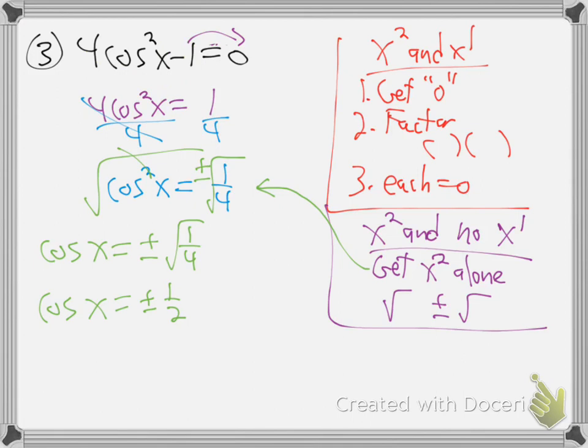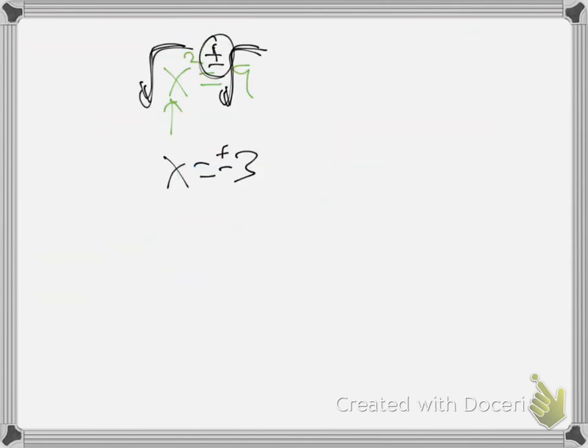So we're going to have 4 answers. Yeah, 4 answers. So now we go to the unit circle and we look anywhere where cosine is plus a half or minus a half. There are going to be 4 answers, right? 2 for each one. That's totally right. Yeah, let's go there.